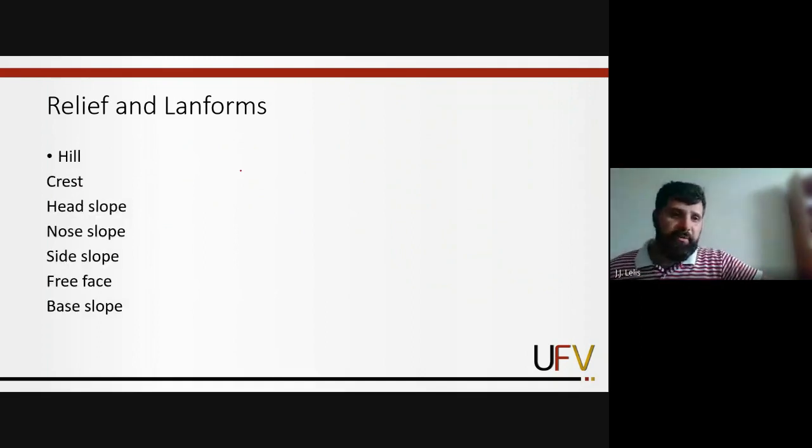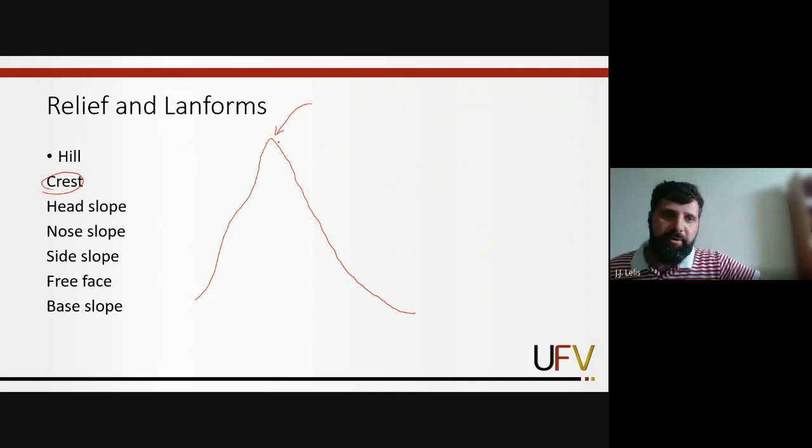We also can describe the different landforms of a hill. So if I draw something like this, I can describe here at the top, the crest. The crest is the upper area that divides the water. So water migrates to here and water migrates to here. The crest divides the watershed.